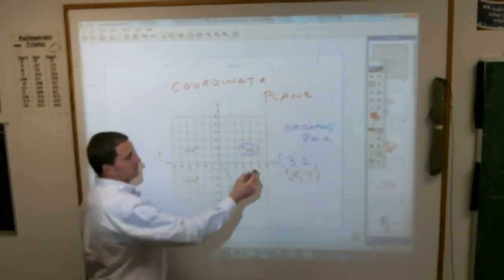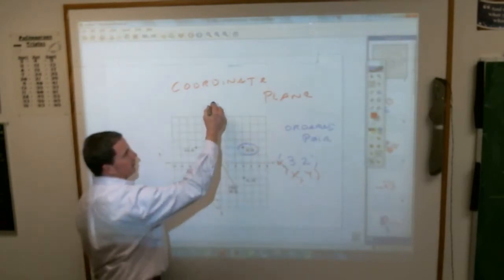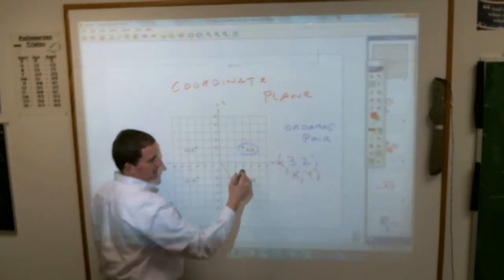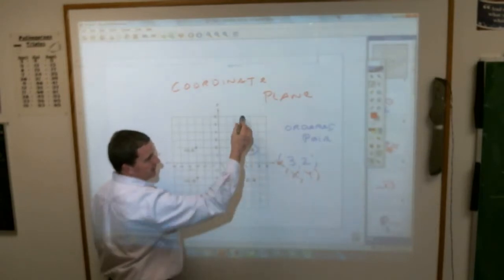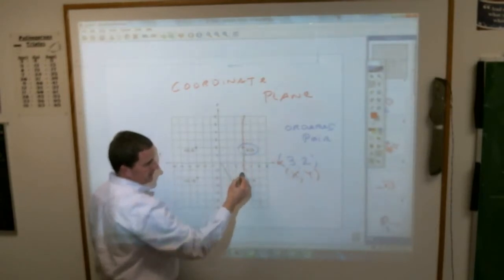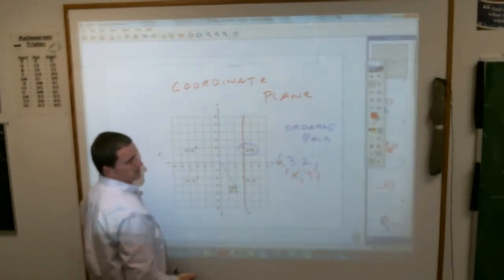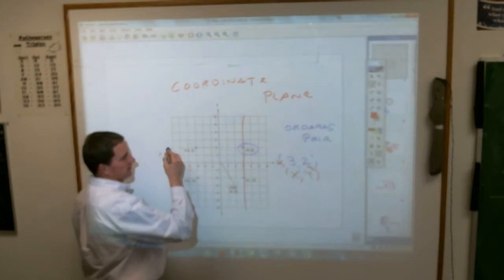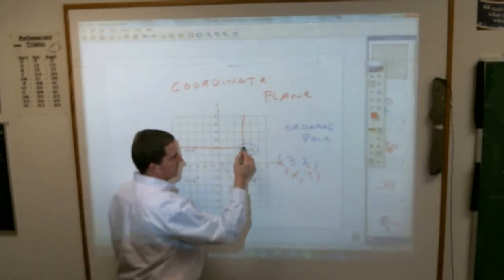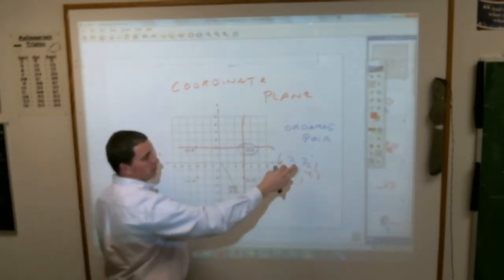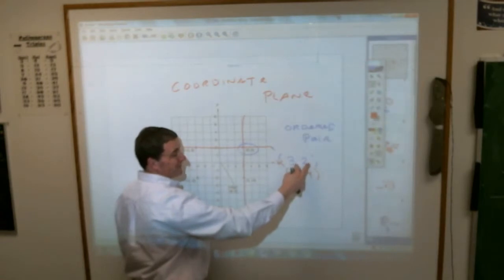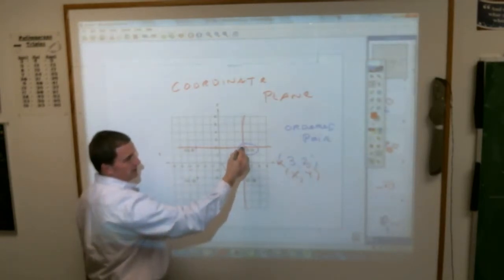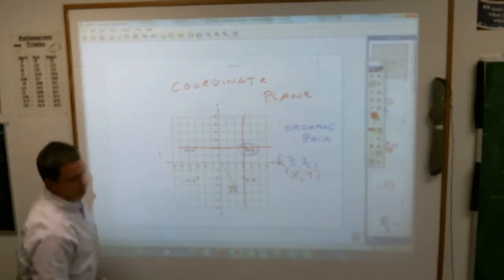For example, here's my x-axis and here's my y-axis. If I find 3 on my x-axis, it is this line that's right here. If I find 2 on my y-axis, it is right here and it stands for this entire line. When I put those two numbers together, it's an ordered pair, and the place where those two lines cross is the point that I'm looking for.